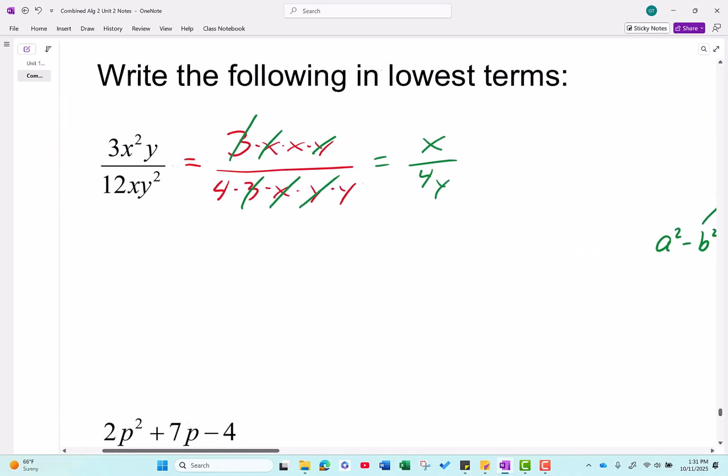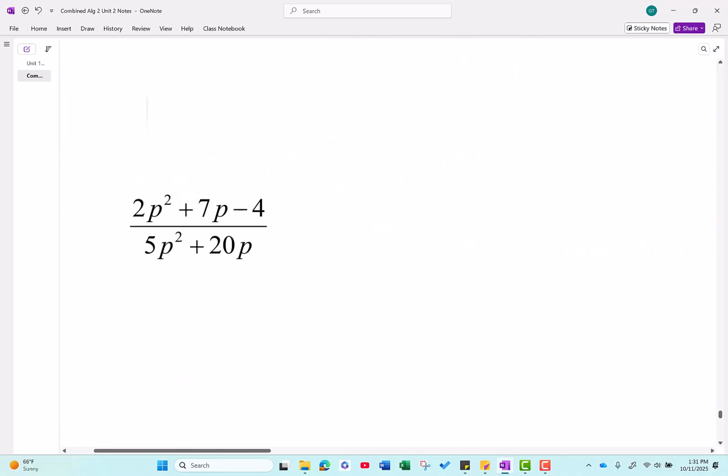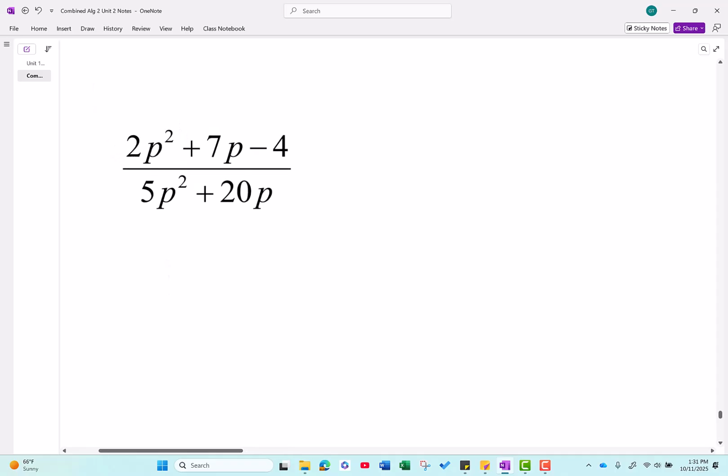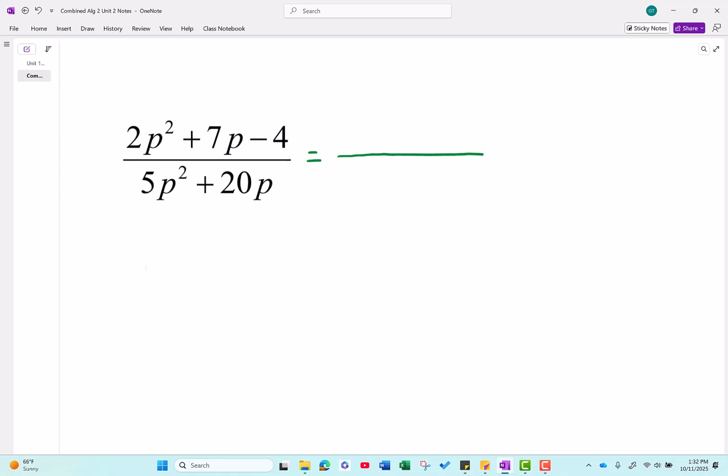All right, let's try this one now. Again, these things can look really intimidating, but if we break it down, take out greatest common factors, and try to factor these things out, we're going to find we might be able to do these a little bit easier than you think. So let's try to factor out this top one, 2p squared plus 7p minus 4.